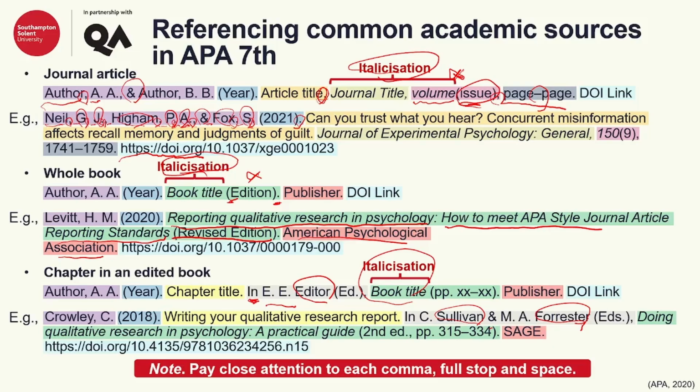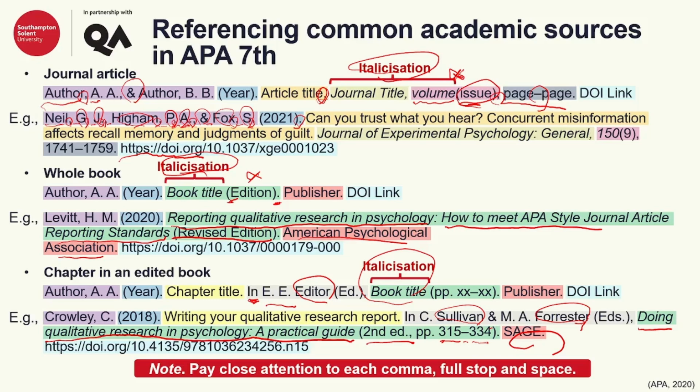The book is titled Doing Qualitative Research in Psychology, a Practical Guide. The chapter appears in the second edition, so you put second edition in the round brackets, and the page numbers are from 315 to 334. Sage is the publisher and the DOI link appears at the end.